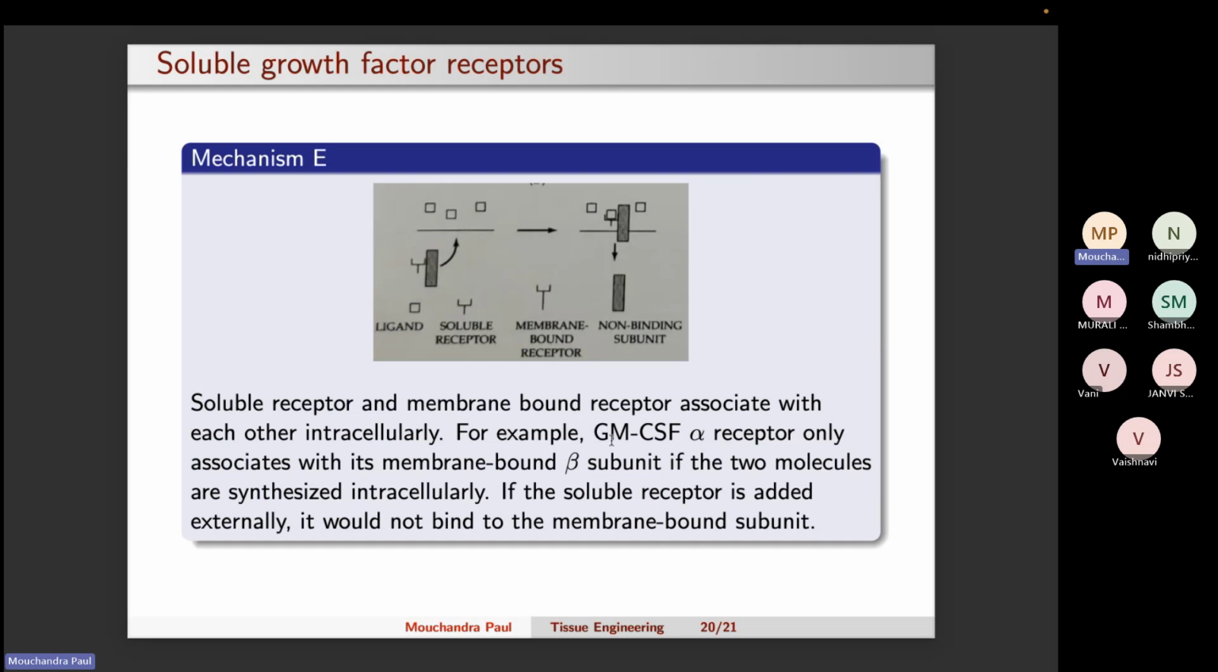The alpha receptor is the soluble form, whereas the beta receptor is the membrane bound form. So if these two receptors, alpha and beta, are synthesized together inside the cell, then only can they respond to this particular growth factor, CSF. Researchers have tested that if they provided the alpha form externally, from the outside, then it will not bind to the membrane bound receptor, and thus the cell will not respond to the incoming ligands and propagate a signal. So here these two, the membrane bound form and the soluble form, are like brothers. They won't act alone. They have to be synthesized together, and then only will they respond to an incoming signal.